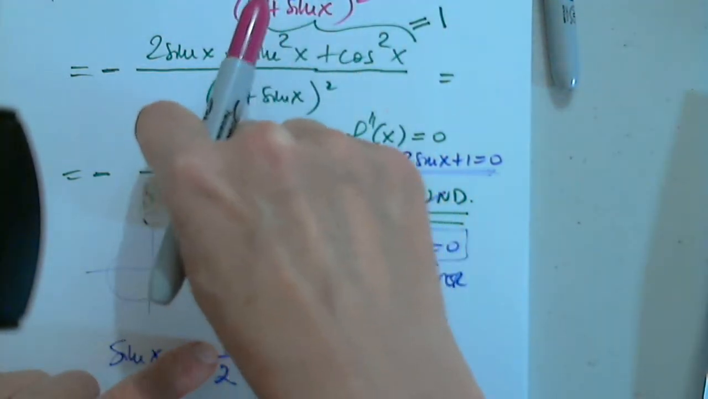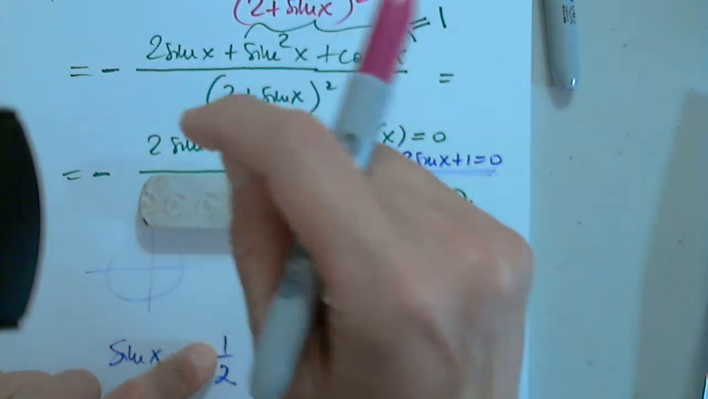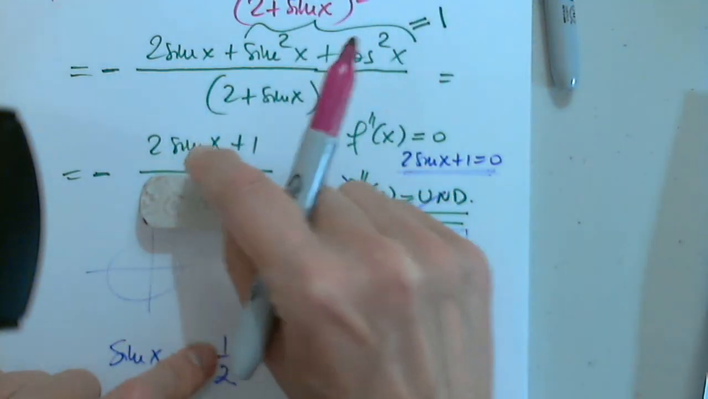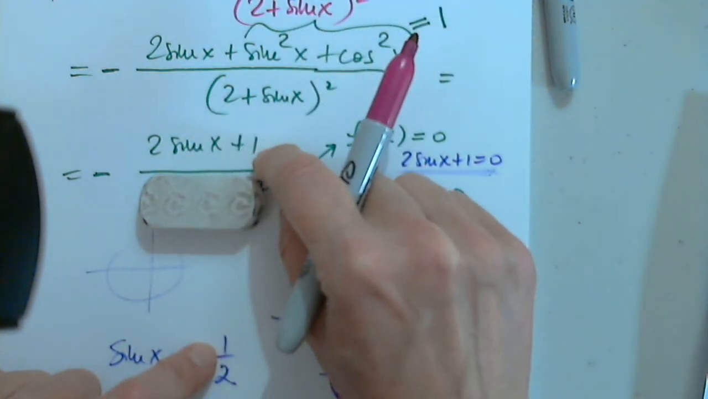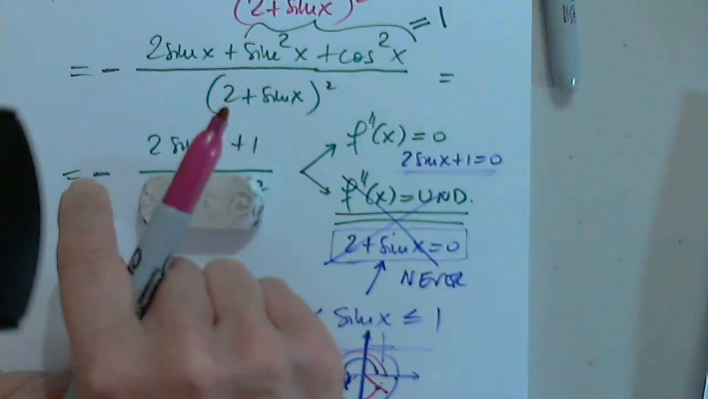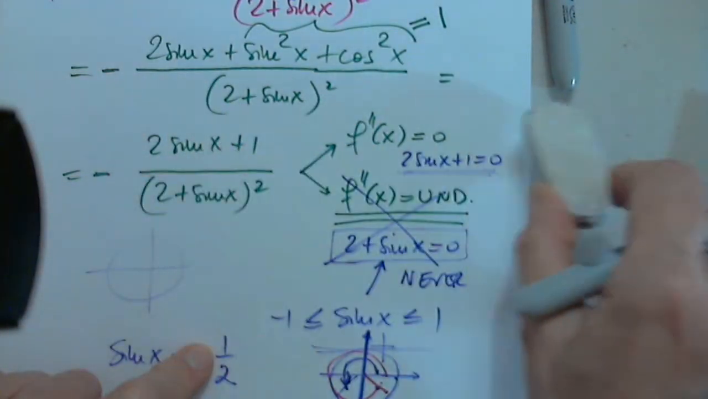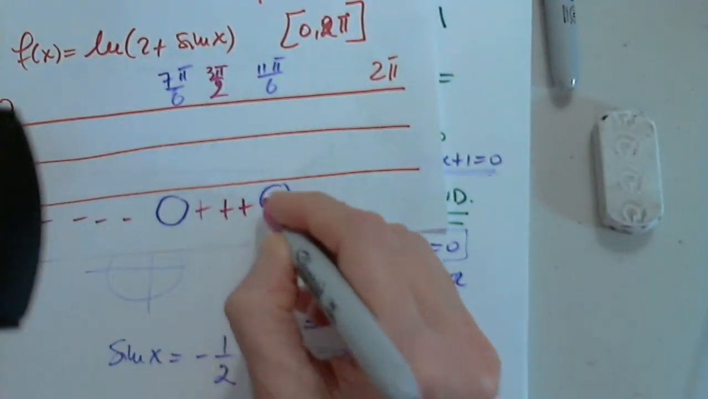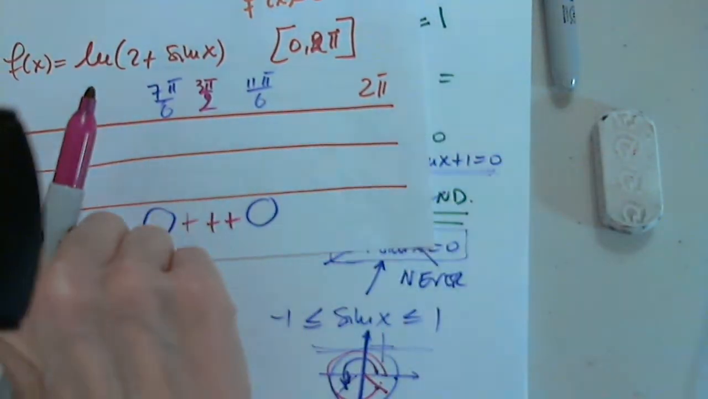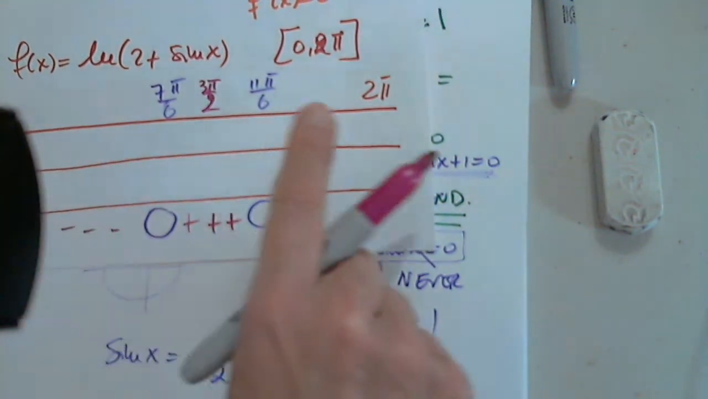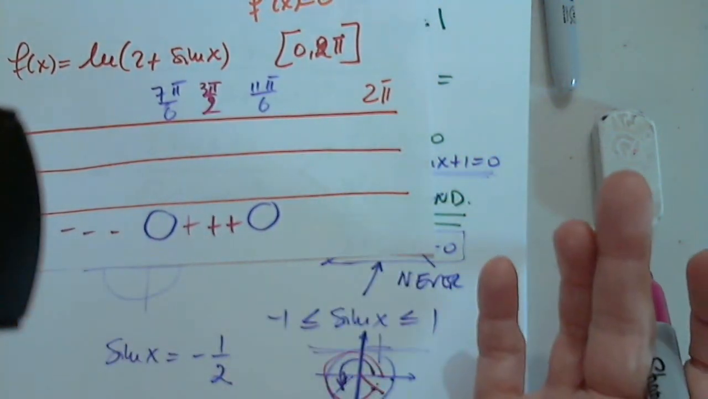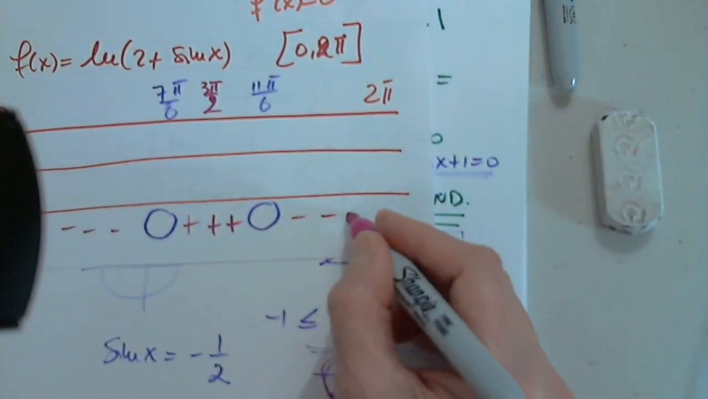Perfect. How much is 2 times -1? -2. -2 plus 1. -1. With minus in front, 1. Now we plug in 2 pi. The answer has to be the same because 0 and 2 pi are the same angle. So I can copy from here.